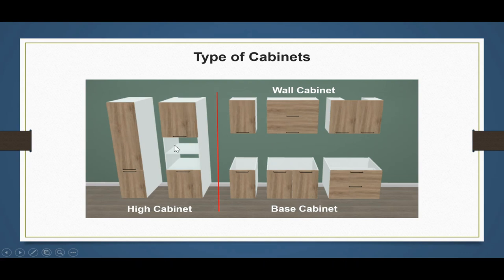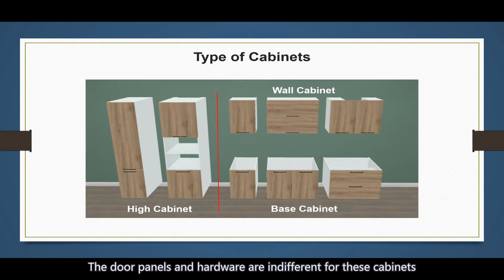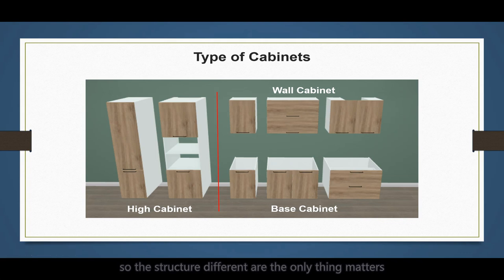Since the door panels and hardware are the same for these cabinets, the structural differences are the only thing that matters for differentiating them. Understanding the structure, we can combine these cabinets according to different spaces and layouts, and when needed, we can even make further modifications to the structures. So how do we define these cabinets?